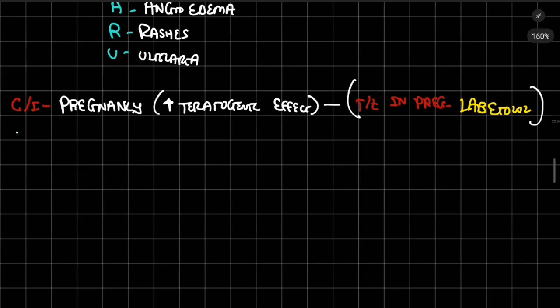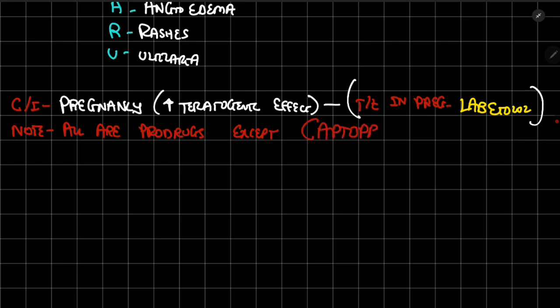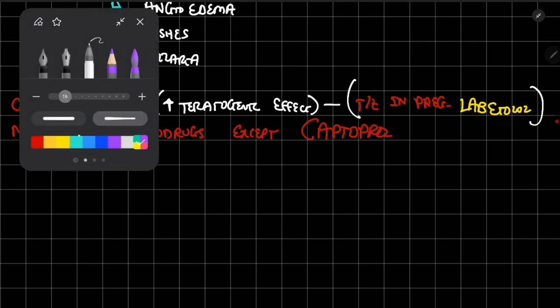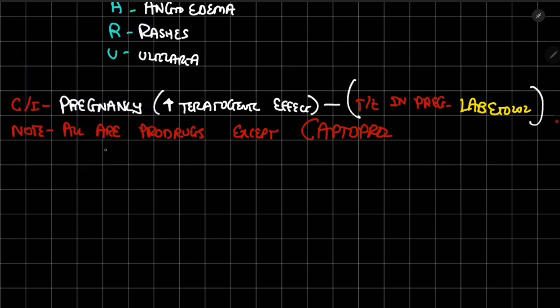Let me just add a note. All are prodrugs except captopril. And what is the actual drug? For example, this is enalapril. So enalapril is the prodrug and enalaprilat is the drug.